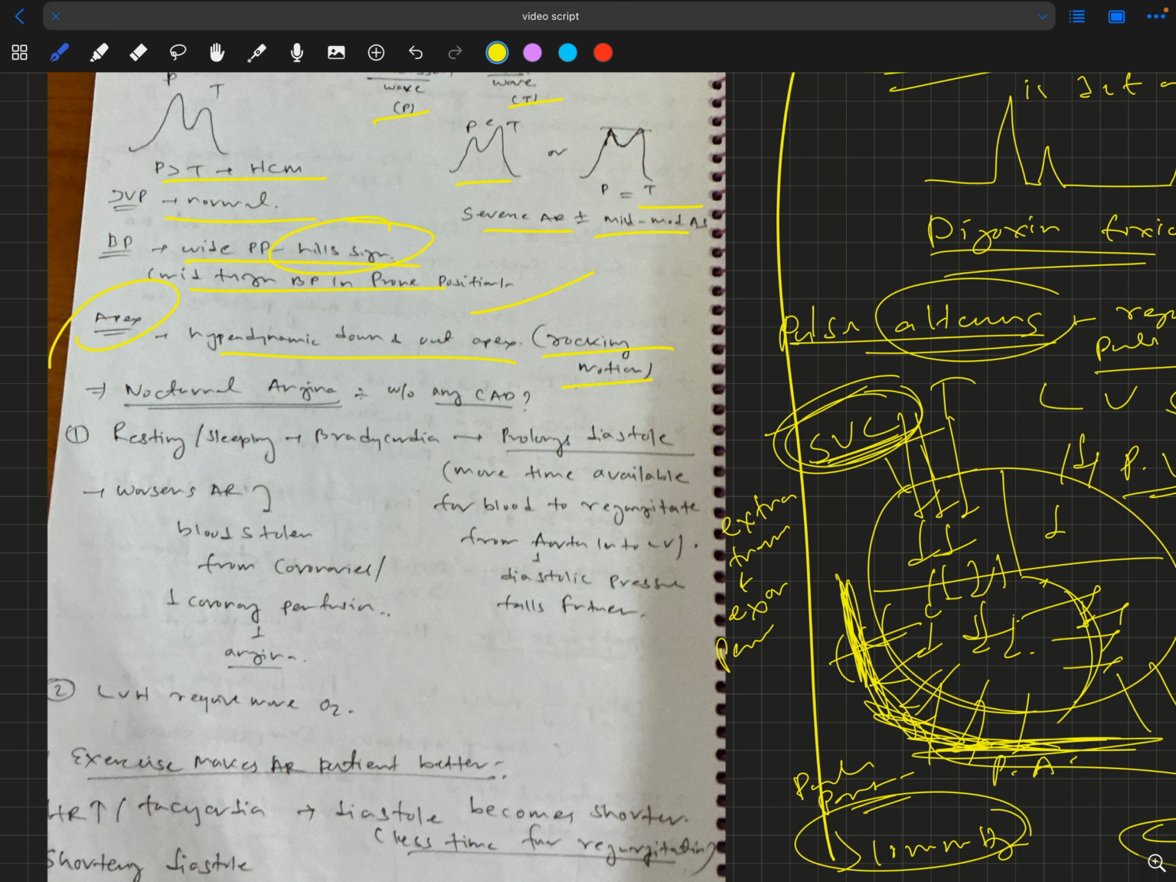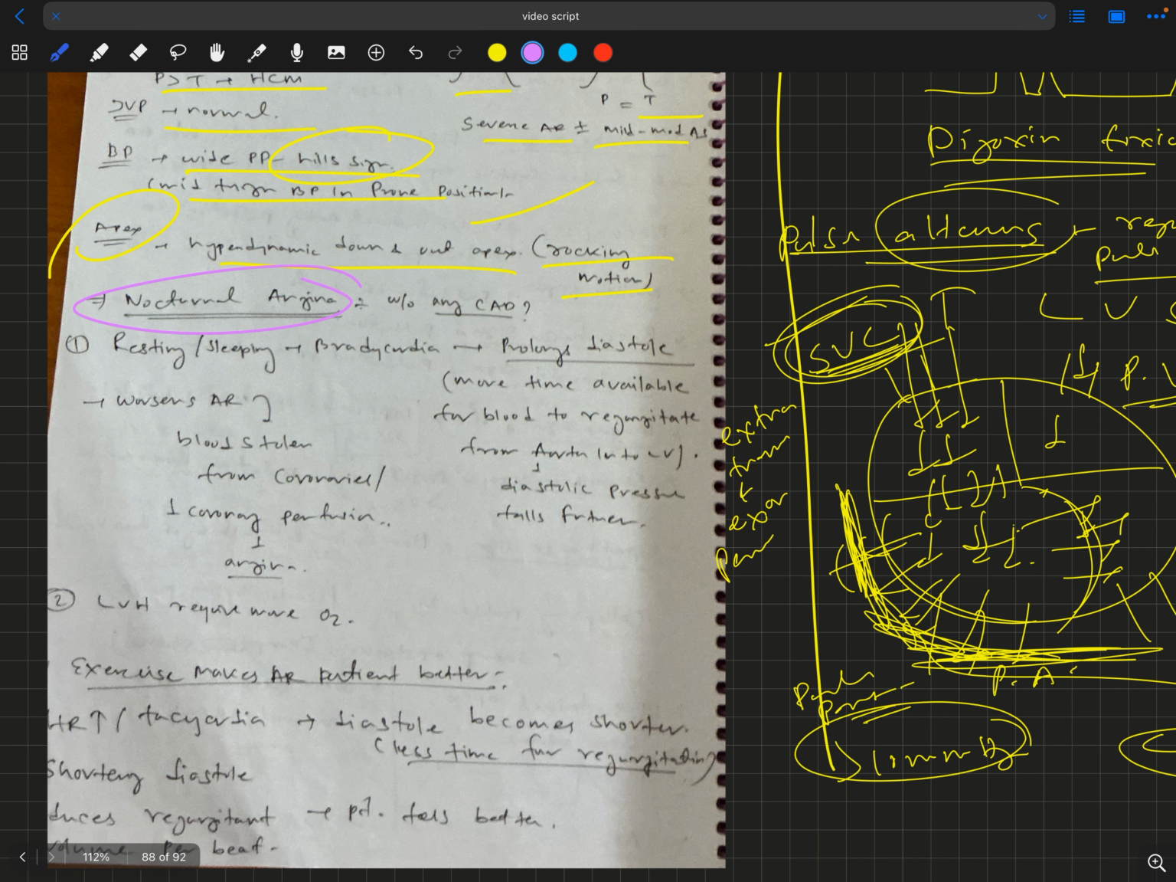So another few conditions associated with AR. One is nocturnal angina. Nocturnal angina occurs in AR without any coronary artery disease. So an AR patient having no coronary artery disease develops nocturnal angina. Why? While sleeping or resting, there will be bradycardia. When there is bradycardia, there will be prolongation of diastole. When diastole is prolonged, more time is available for blood to regurgitate from the aorta into the left ventricle, so diastolic pressure falls further.